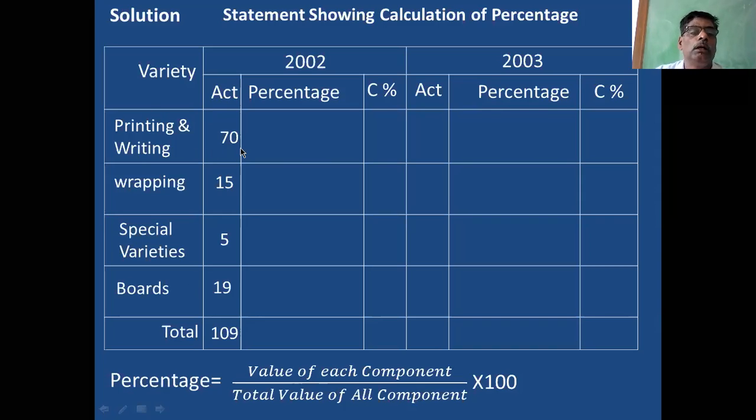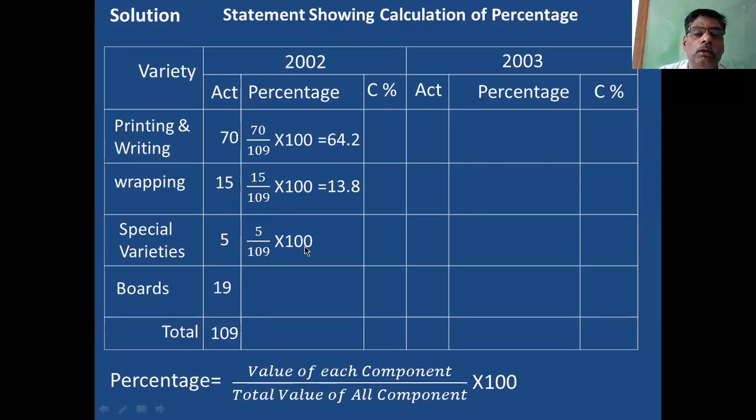Okay. Here, the first component value is 70 divided by the total 109 into 100. You see here, 70 divided by 109 into 100 is equal to 64.2% nearly. Second is 15 by 109 into 100 is equal to 13.8. And third is 5 by 109 into 100 is equal to 4.6. Next, 19 divided by 109 into 100 is equal to 17.4. And don't calculate for the total. If 109 divided by 109 into 100 is equal to 100.